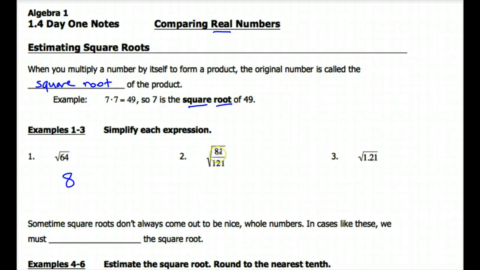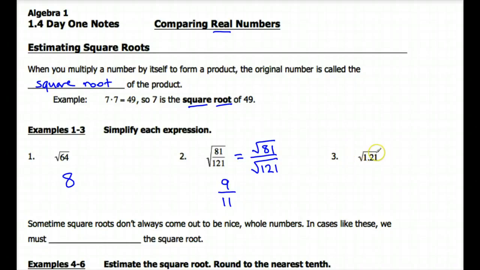You can also take the square root of fractions. Okay, the square root of 81 over 121 means the exact same thing as the square root of 81 divided by the square root of 121. So if you just think about that numerator and denominator as being their own separate square roots, the square root of 81 would be 9, because 9 times 9 is 81, and the square root of 121 would be 11, and so the answer to this would be 9/11ths.